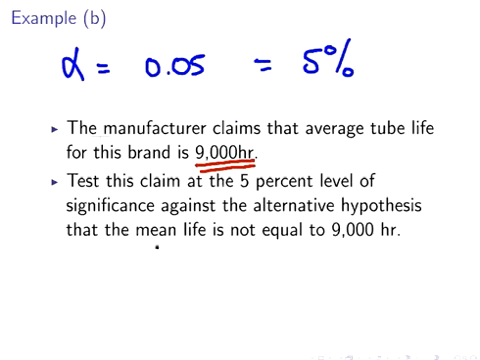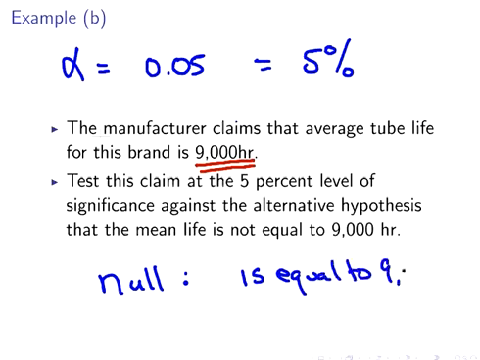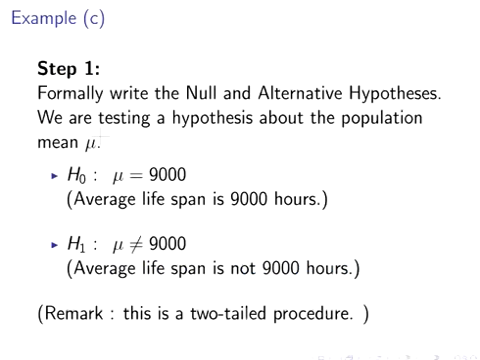Now, the alternative hypothesis is that the mean is not equal to 9,000 hours. That means the null is equal to 9,000. They have to express direct opposite statements, direct contradictions. So let's write that down now. Formally write out the null and alternative hypothesis.